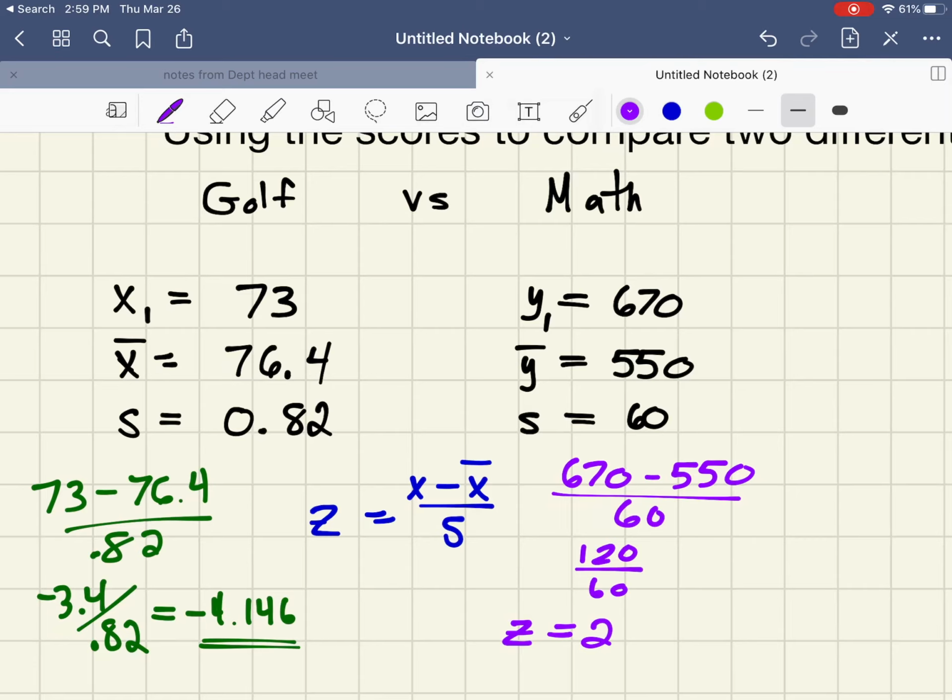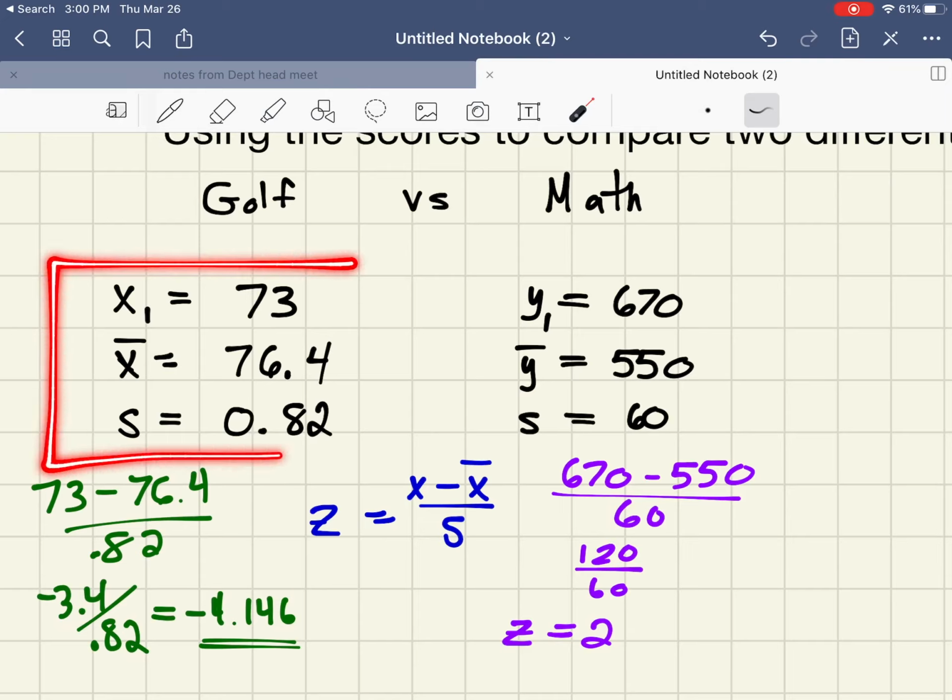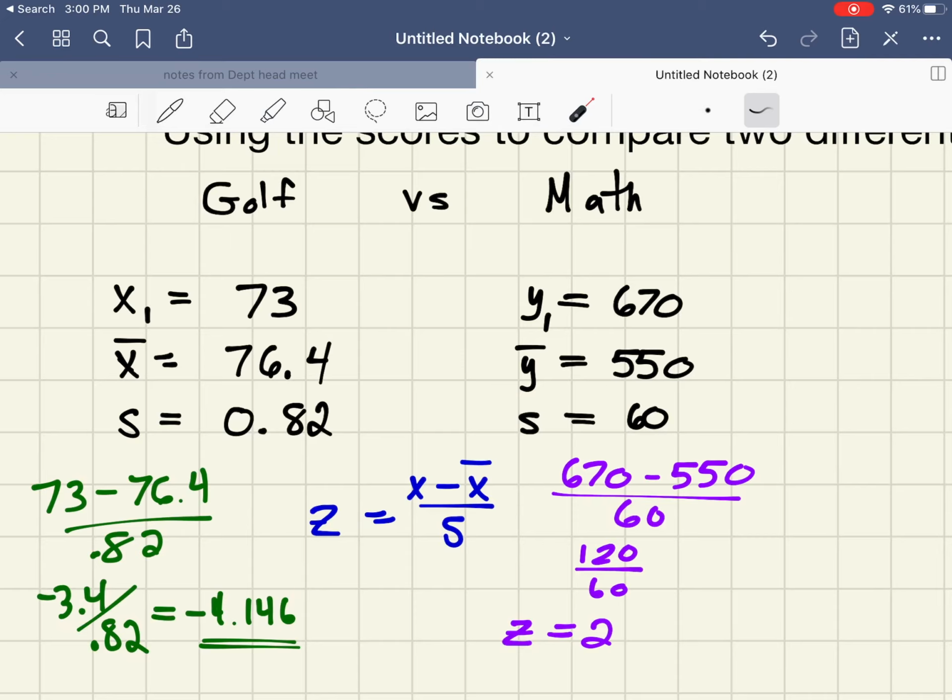So in this particular problem, we have a z-score of 2, which is excellent, right? You're above the mean in math. But it's better to be lower in golf. So we have a z-score of negative 4.146 for the golf score of 73, which is well better than 2 standard deviations. Now we're below the mean, but in actuality, in this particular comparison, the golf score of 73 is better than the math score of 670. So we're allowed to compare data sets like that.